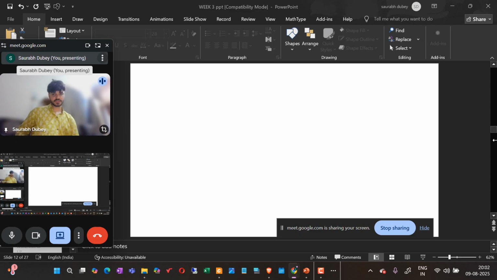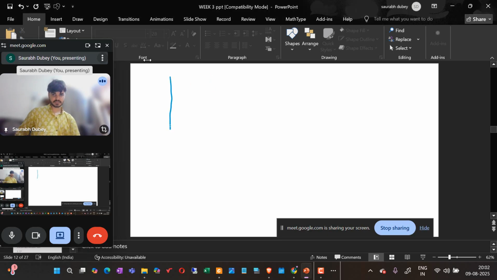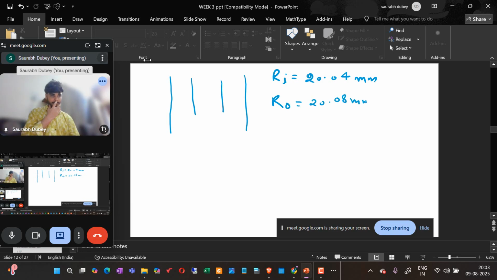So in this one, if you see that the cylinder is like this, okay, Ri equals 20.04 mm, R equals 20.08 mm, L equals 80 mm, right?